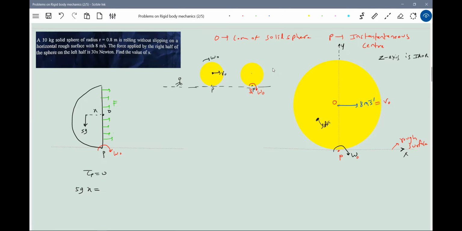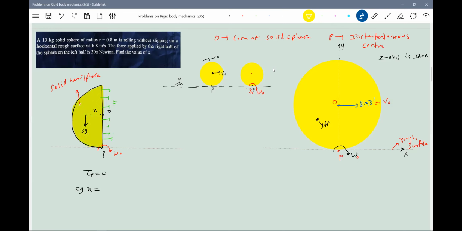Then who should balance this? The weight of this hemisphere, the solid hemisphere, must be balanced by the force exerted by the other half. I hope everyone is able to analyze the problem now.